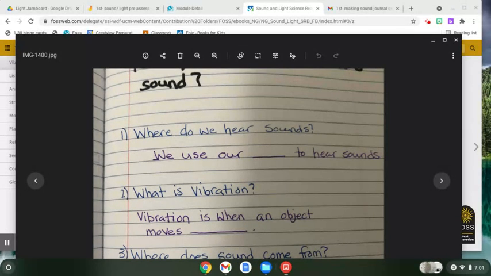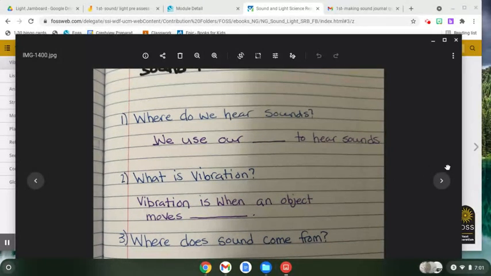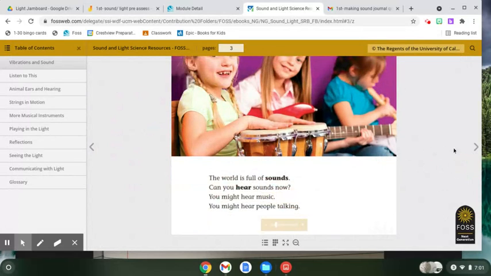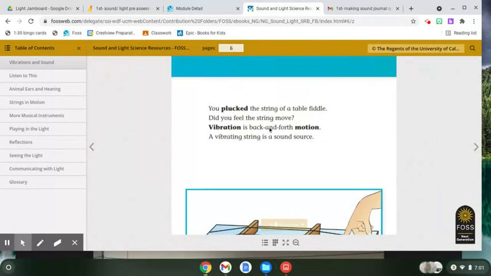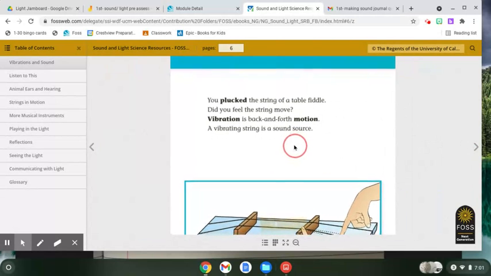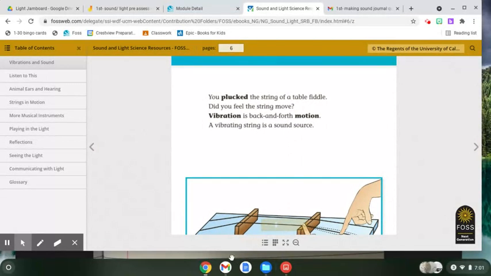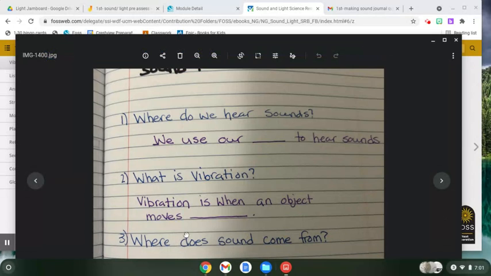So where do we hear sounds? Well, we use our ears to hear sounds. What is vibration? Remember right here, it talks about vibration. It says vibration is a back and forth motion. So what is vibration? Vibration is when an object moves back and forth.